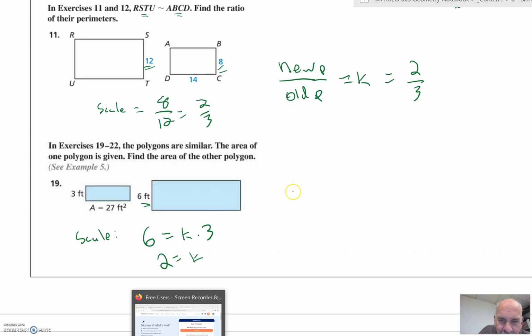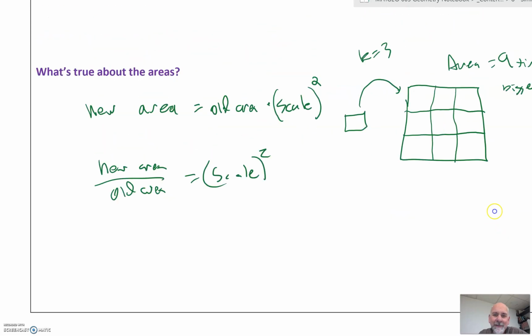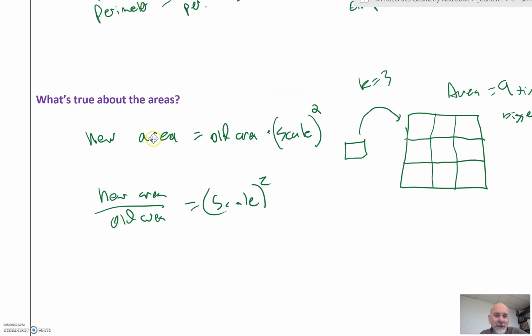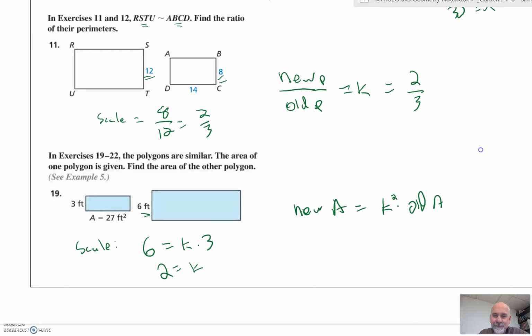So what I say is that the new area is equal to K times the old area. No, it's not. I made that mistake intentionally. It's K squared times the old area. Remember that from earlier, that the new area is the old area times the scale factor squared, not just times the scale factor.